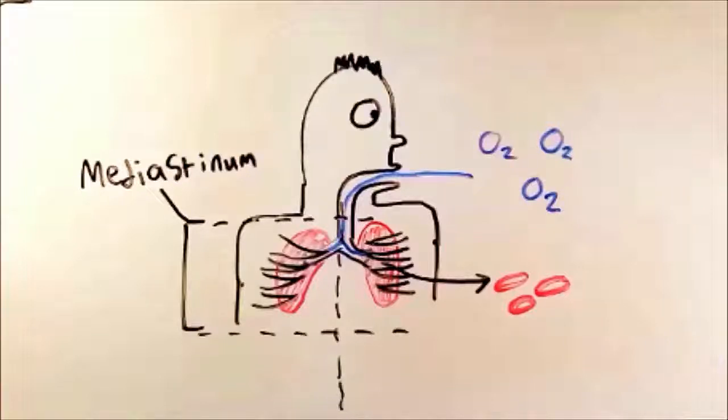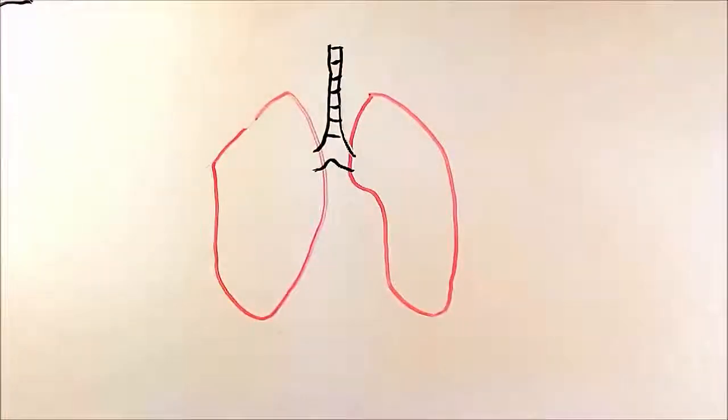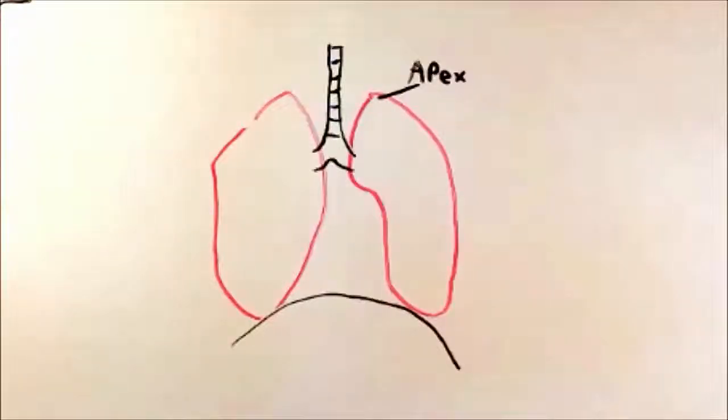Each lung has a roughly conoid shape with a blunt apex that projects up towards the neck, about 2.5 centimeters or 1 inch above the clavicle. The base of the lungs sit on the diaphragm, a dome-shaped muscle that lies at the base of the thorax and separates the thoracic cavity from the abdominal cavity.